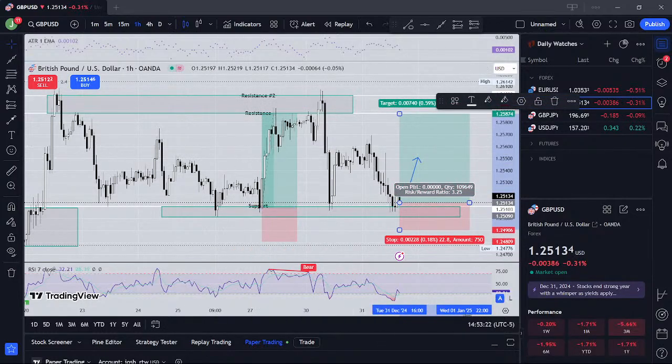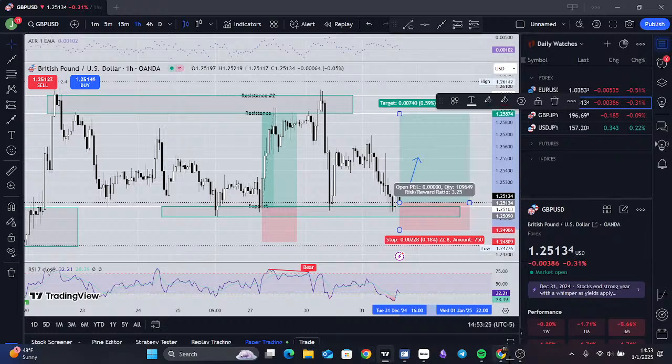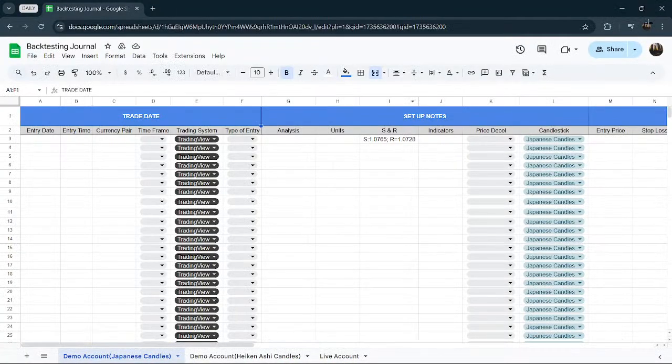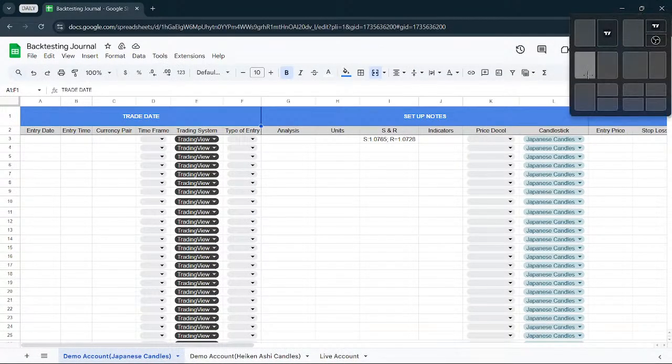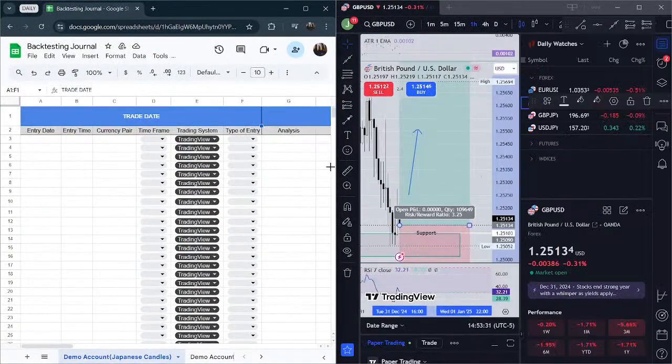So I'm going to add this to my trading journal, side by side. I'm going to say entry day and entry time. I'm going to check that when it happens.